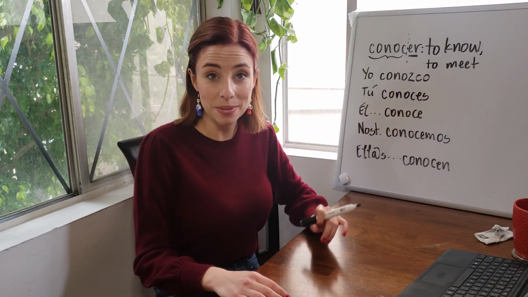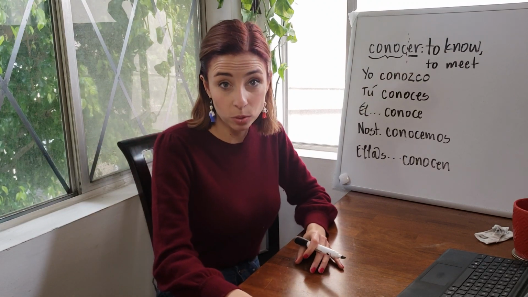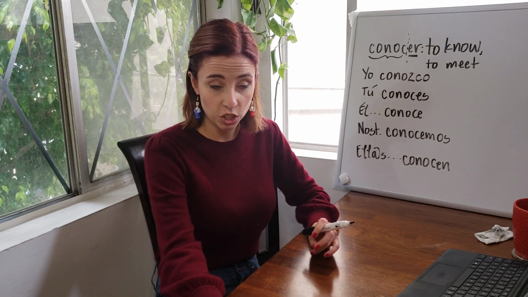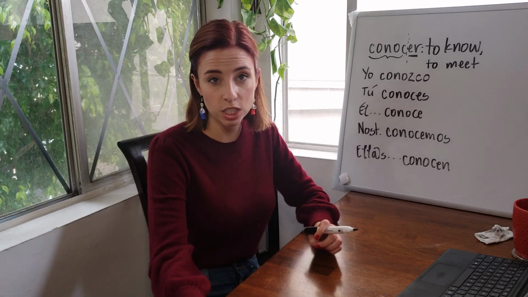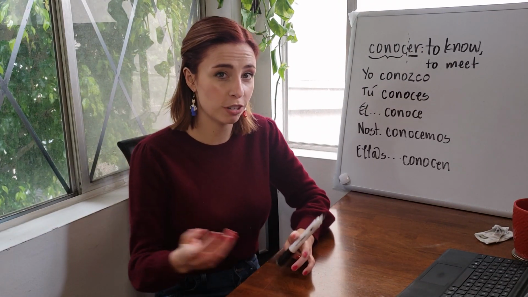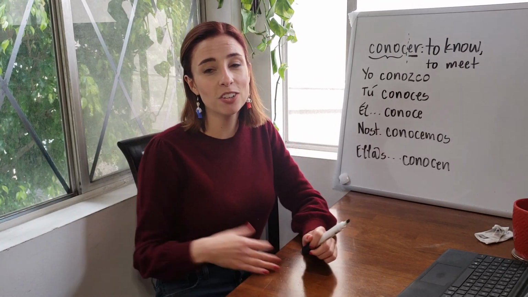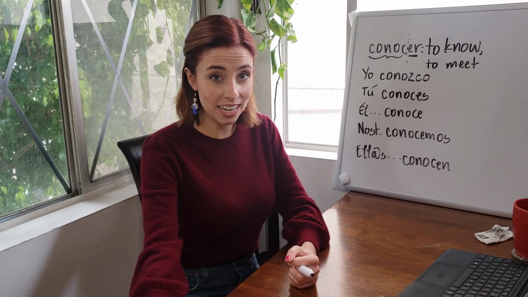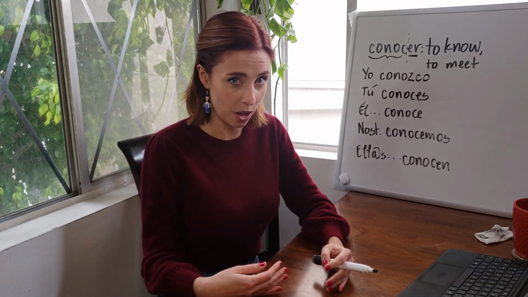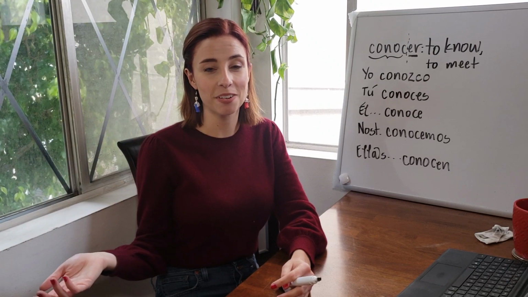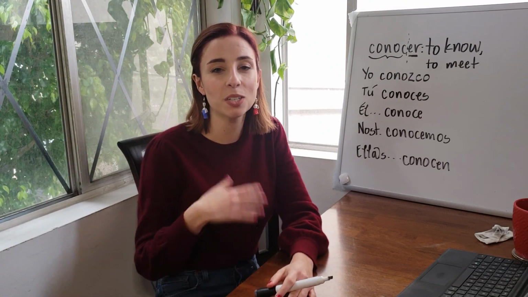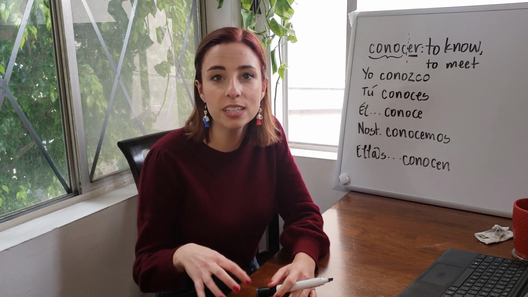It also can mean to meet. So this is used for knowing people and knowing places. So if you have just met a person, or if you know a person very well, such as I know my best friend Hannah very well, I would say yo conozco a Ana. And that can mean I just met Hannah, or it can mean I know her very well. If you know a place, like I know Los Angeles very well because I've lived here for a long time, I would say yo conozco Los Angeles. I really know it well.